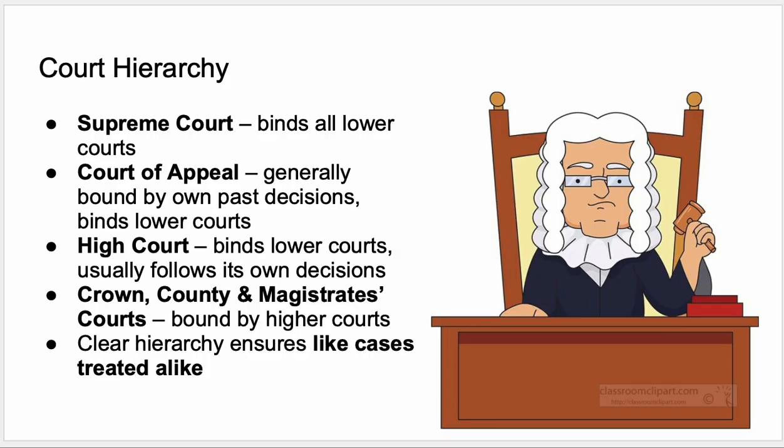Next down we have the High Court. Its decisions bind lower courts, such as the Crown Court, county courts and magistrates' courts. The High Court usually follows its own past decisions too, but it has more flexibility than the Court of Appeal. And finally, we have the Crown Court, county courts and magistrates' courts. These courts are bound by all the decisions of those higher courts above them, but their own decisions don't create binding precedents for other courts at the same level.